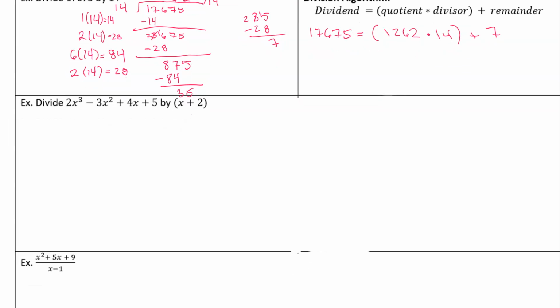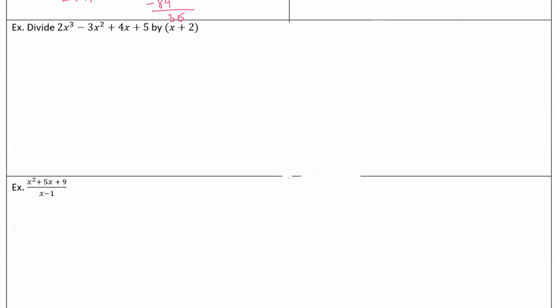All right, let's look at it in the case of polynomials. We've got 2 examples we're going to do before you go ahead and try the highlighted problems. So our divisor here is x plus 2. Our dividend is 2x cubed minus 3x squared plus 4x plus 5. We say x times what is 2x cubed? X times 2x squared would be 2x cubed. So we do 2x squared times our divisor, and we get 2x cubed plus 4x squared. We go ahead and subtract that.